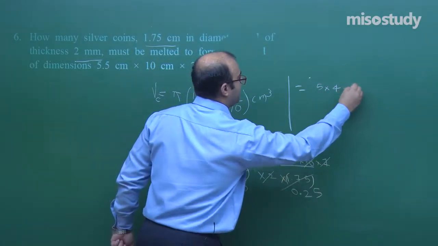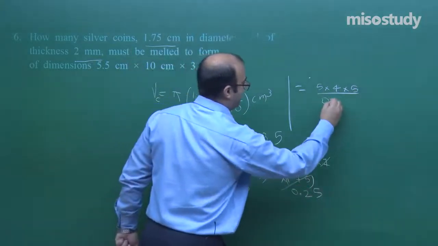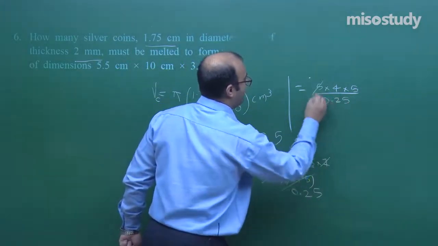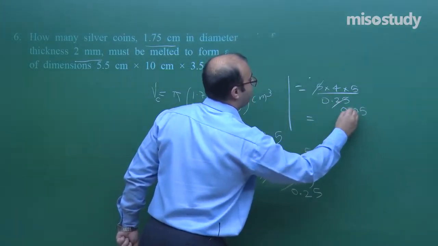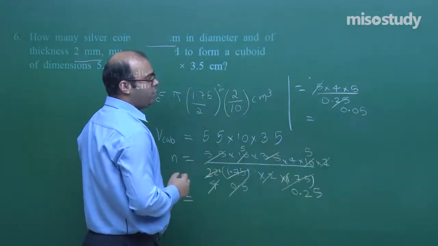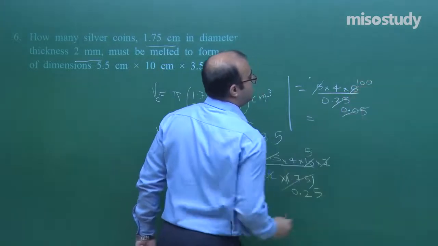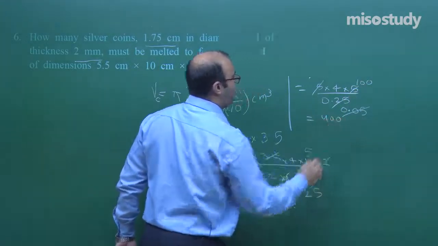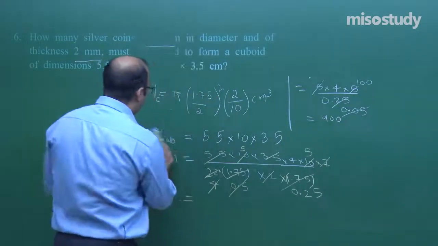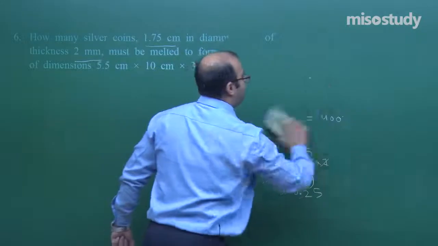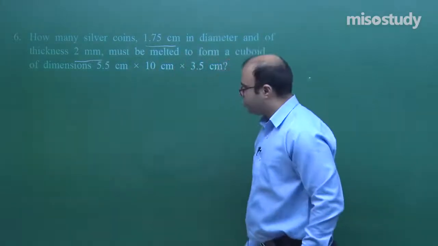Let us write it like this. Upon, here nothing remains, here only 0.25 is there. So what we can do, we can take decimal and we can take again 0. So it is 0.05. We can call it as 0.05. So 0.05 and 5, this will become 100. So this will become 400. So how many coins do we need? We need 400 coins. So 400 coins are needed in order to make the cuboid of the given dimension when each coin has this given dimension.